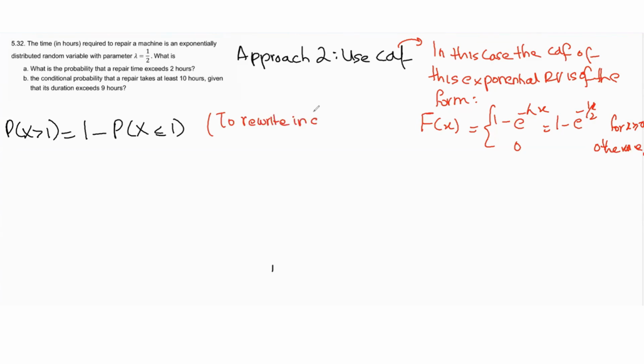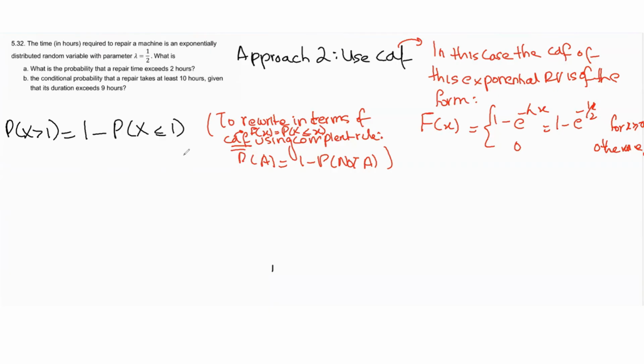Remember, to rewrite in terms of the CDF, we use the complement rule. And remember what the complement rule is? Probability of A is 1 minus probability of not A. Then the probability x is greater than 1 is 1 minus the probability x is less than or equal to 1. And the CDF, remember, is always F(x) equal to the probability x is less than or equal to x, right? So we have the probability x is greater than 1.